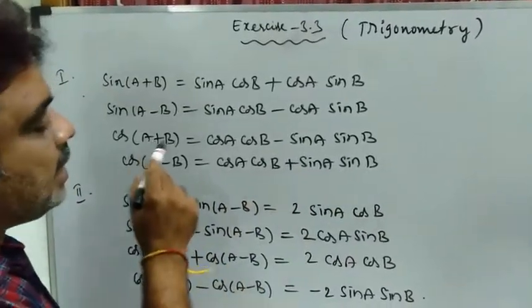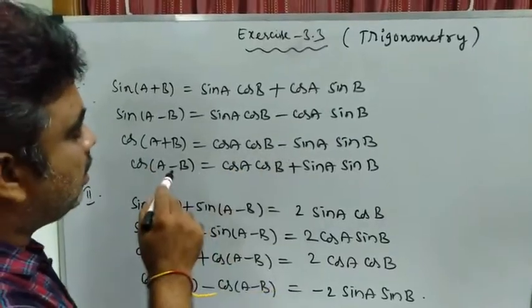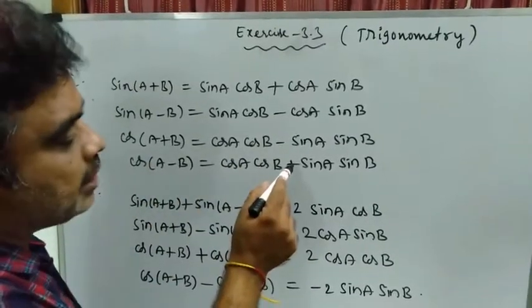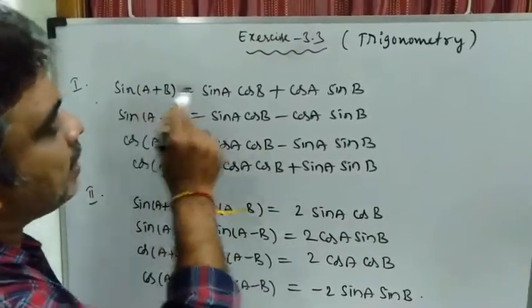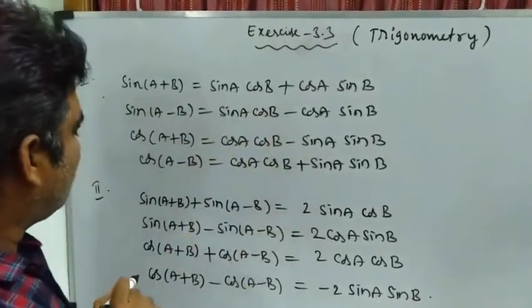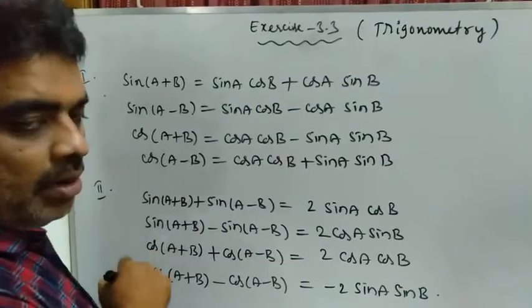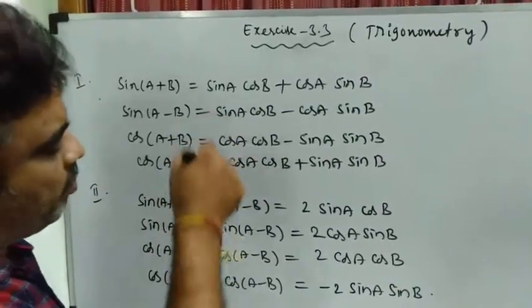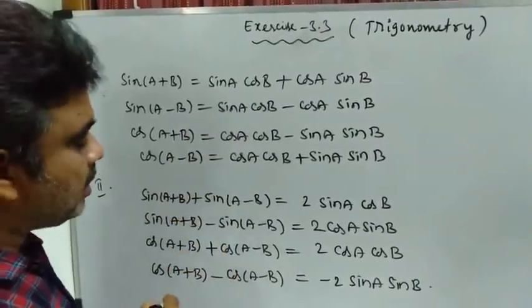In the cos formulas, if you get a plus sign on the left you get minus on the right, and if it is minus, you get plus. For sin, plus is the same as plus, and minus is the same as minus. Similarly, the second set of formulas. From the above formulas, you can get all four formulas.